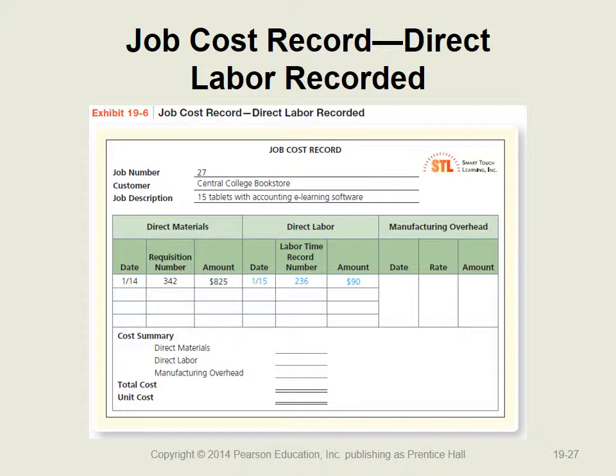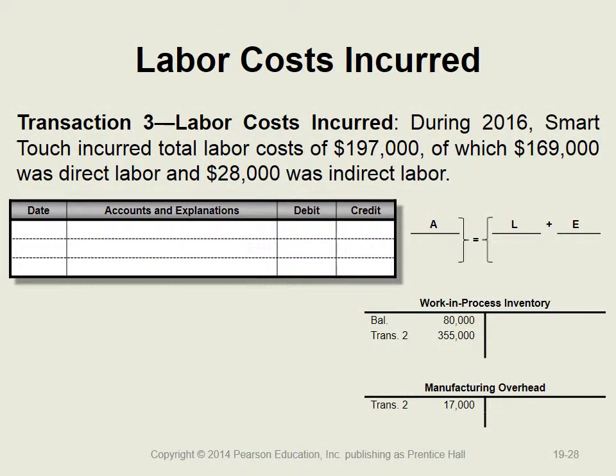In this example, a SmartTouch employee worked 5 hours on job 27. The employee's hourly rate was $18 per hour. Therefore, the total direct labor cost is $90, which is calculated by multiplying the 5 hours worked by the $18 hourly rate. During 2016, SmartTouch incurred total labor costs of $197,000, of which $169,000 was direct labor and $28,000 was indirect labor. Recall that direct labor costs can be easily and cost-effectively traced directly to the finished product.